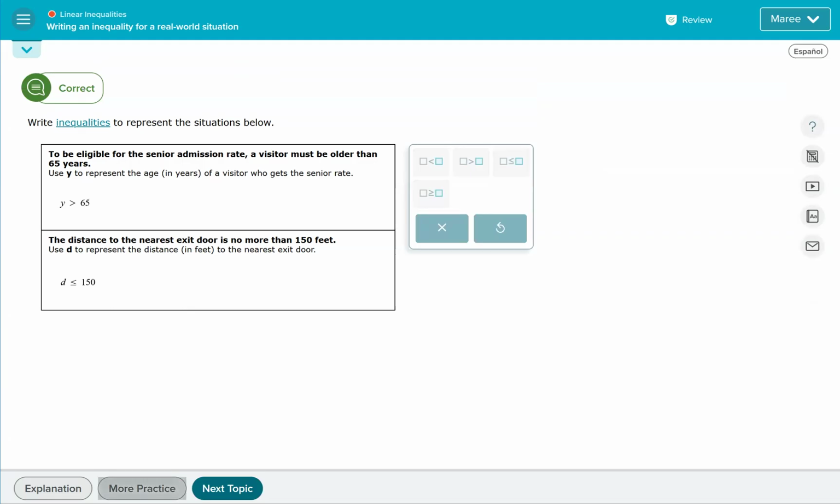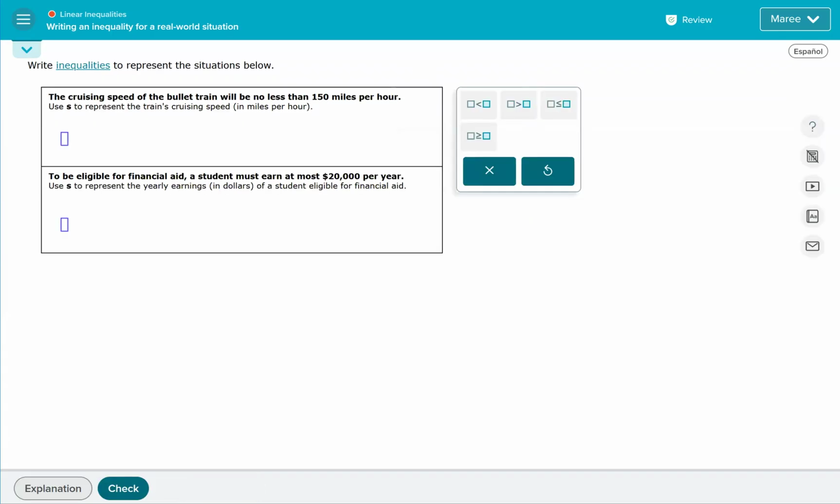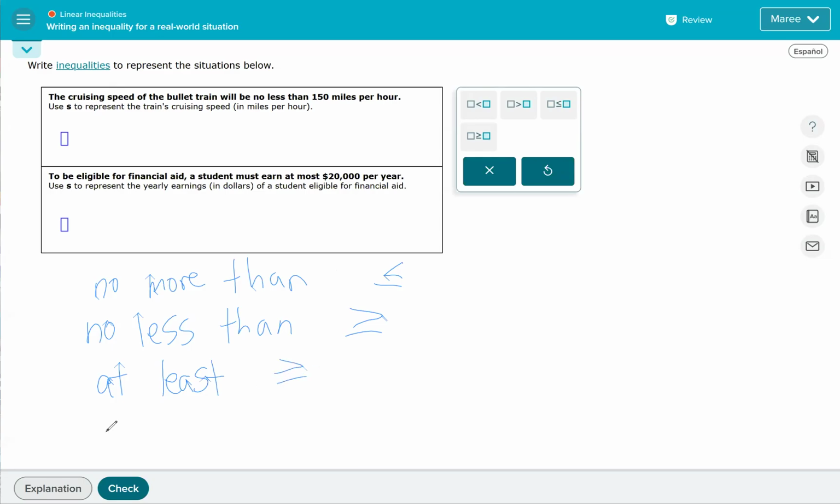So we could probably make a list of translation type things. This might be helpful to you. No more than is less than or equal to. No less than would be greater than or equal to. What else is there? At least. If the number is at least, that means it has to be greater than or equal to. How about at most? Is less than or equal to.